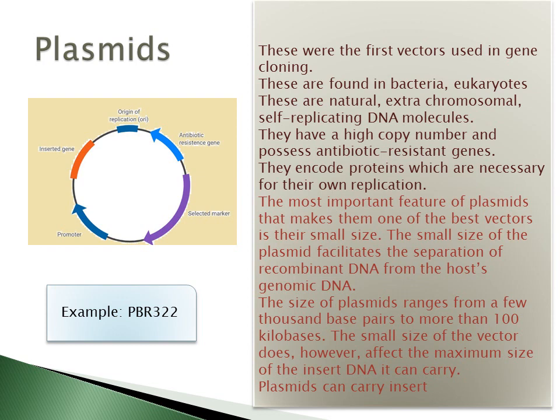In eukaryotes, except yeast, other organisms do not have plasmids. So yeast is the only eukaryote that contains plasmids.